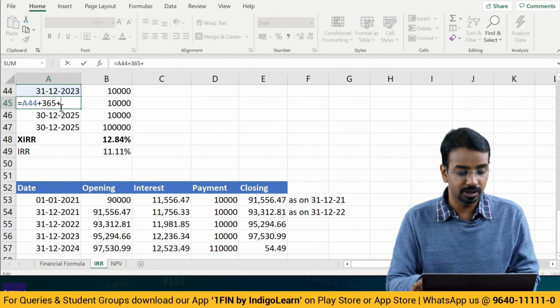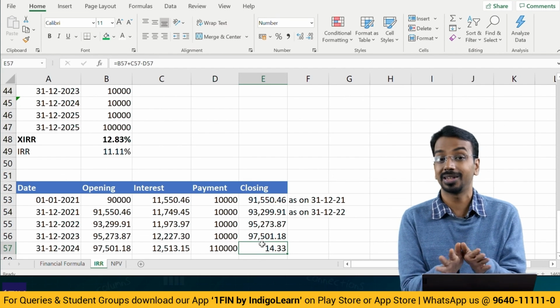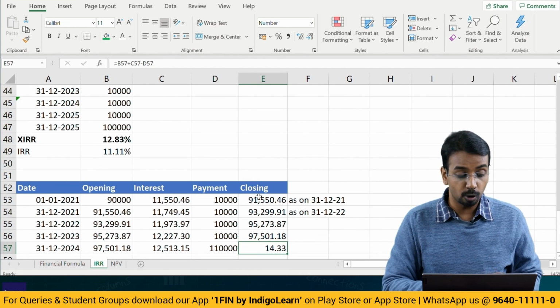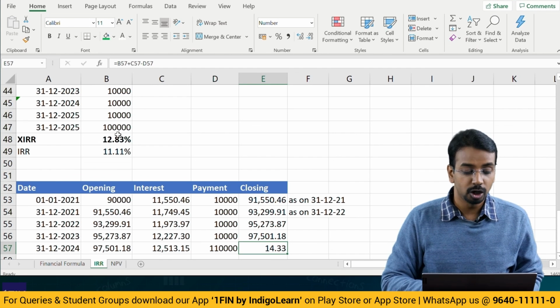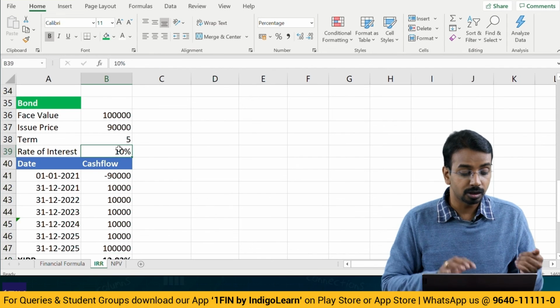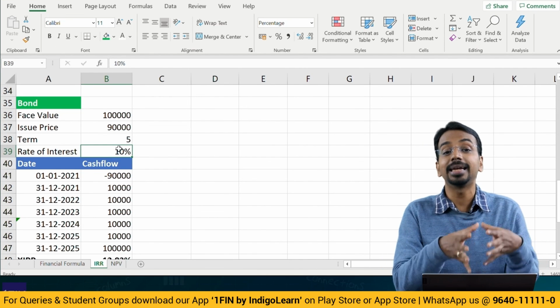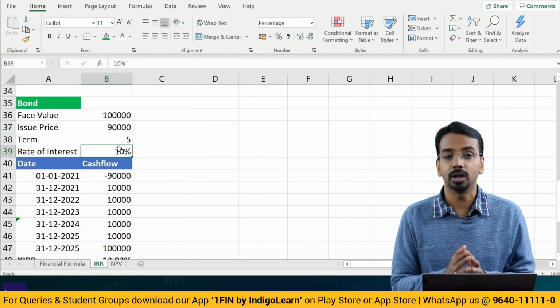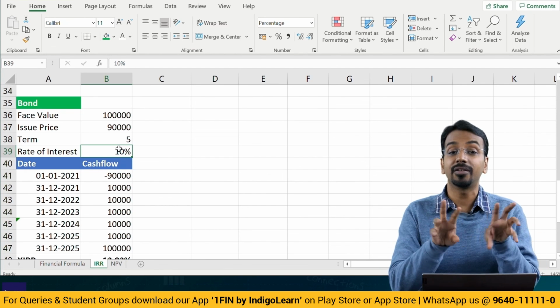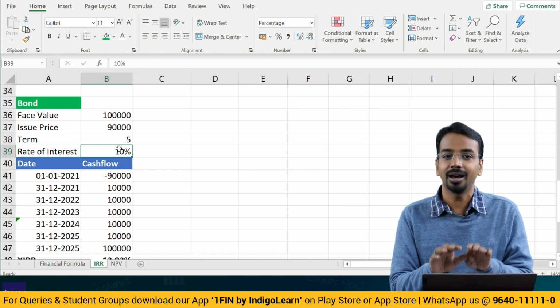But for our understanding, we will keep it. That doesn't make much of a difference. So there is a rounding difference of 14.33 which you can ignore. And this is how you have effectively earned a 12.83% rate of interest, though the quoted rate is only 10%, and the simple reason is you paid only 90,000 when you bought this particular bond. So like this you can find out the effective rate of interest using the IRR or the XIRR formula.